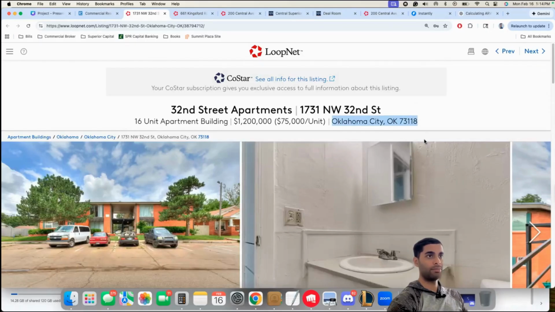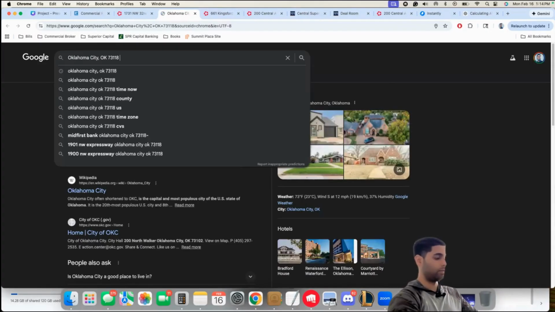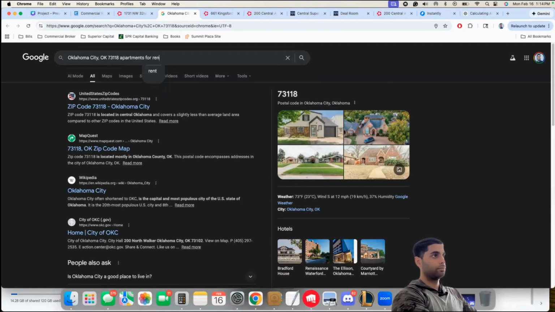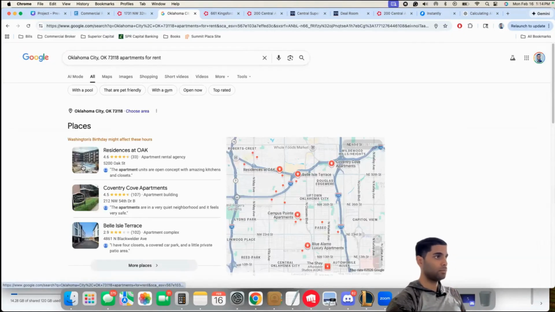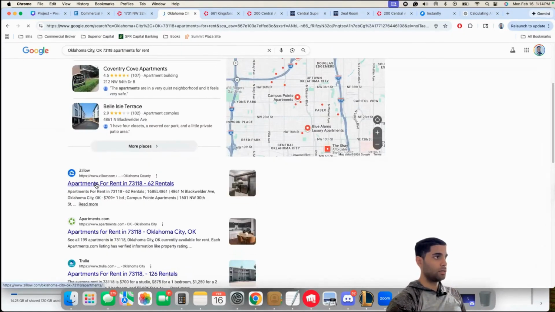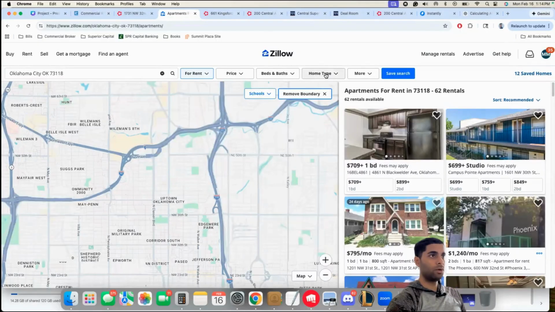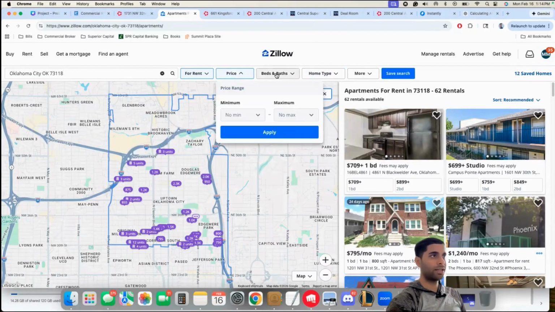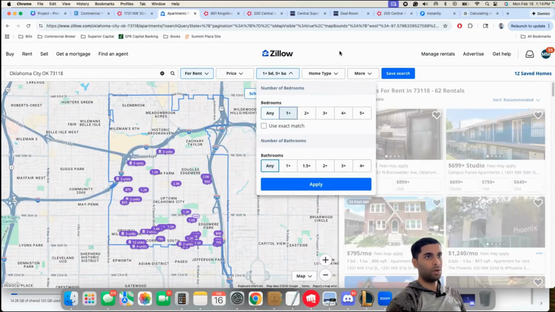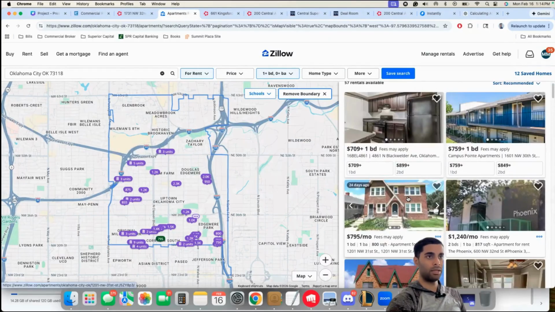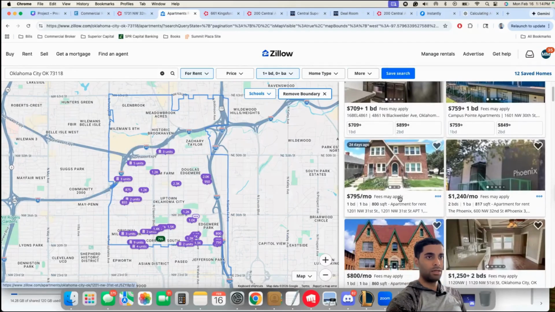Same thing. I'm going to grab this, put this into Google, and look up apartments for rent. Zillow, and then I'm going to start with 1s, and I'm going to look at 2s. What I'm going to try to do is get an average: what do the 1s go for, what do the 2s go for, and then I'm going to average them out.